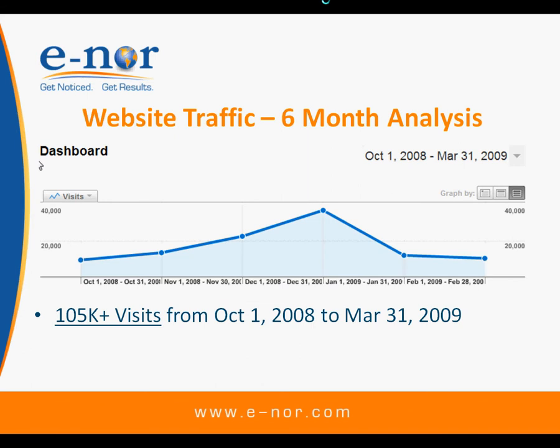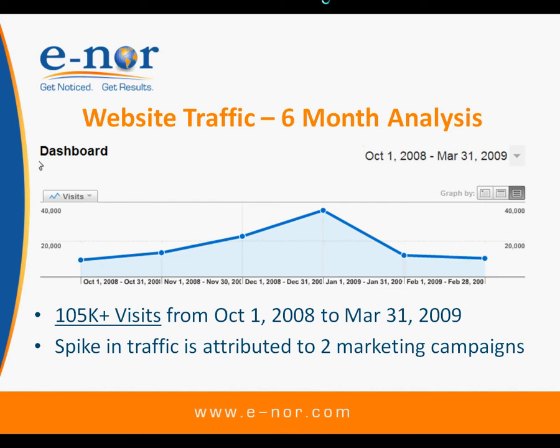Looking at the reports in Analytics, you'll see that there were over 100,000 visits. Speaking with the customer and understanding the customer's business, the spike from the December time frame through February is attributed to two very effective marketing campaigns that the customer had taken advantage of.